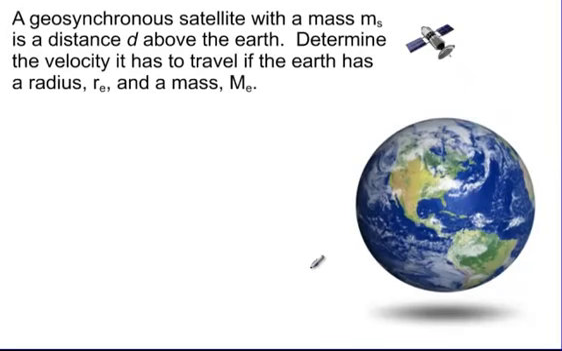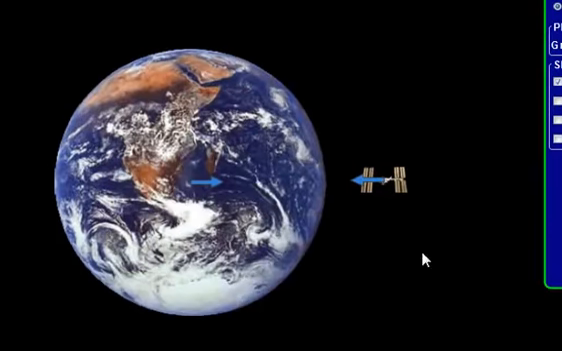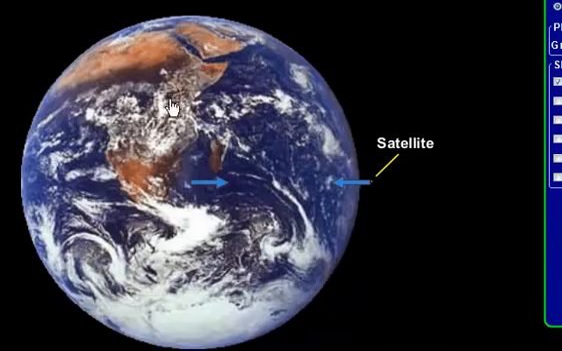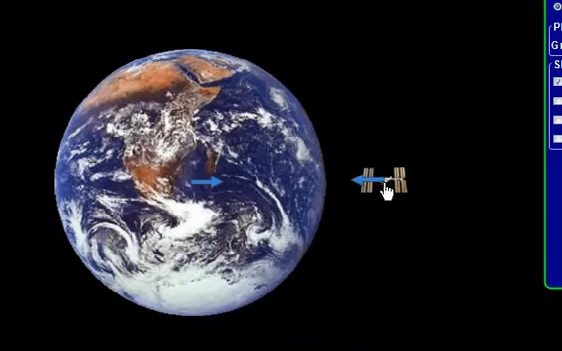But this also works with satellites. Satellites, let me give you a nice little picture of the Earth and a satellite. Now, this is what it looks like in scale, the Earth and a satellite. Satellites are really, really small, but you can see the force vectors are equal and opposite.